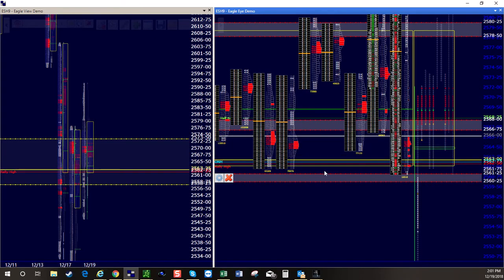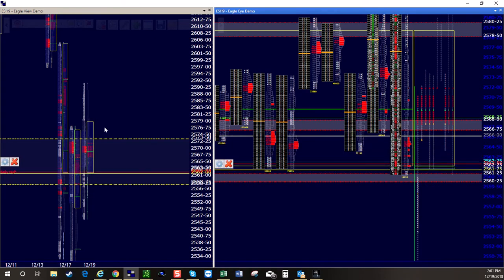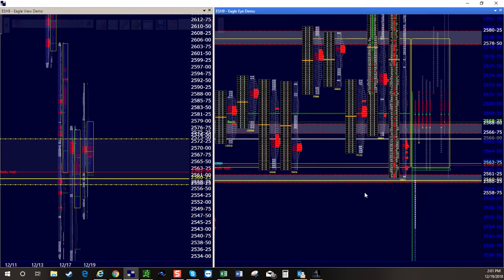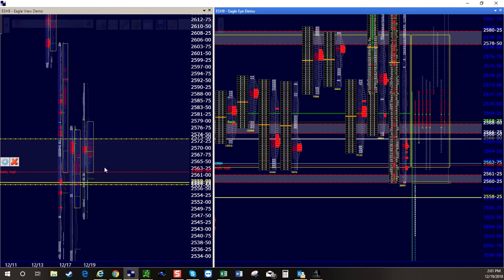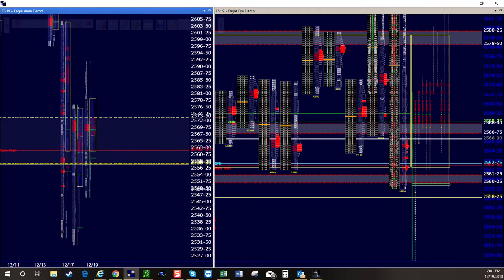So we're just going to wait and see what happens. Value now is slightly overlapping to higher. I apologize. My mind is racing.